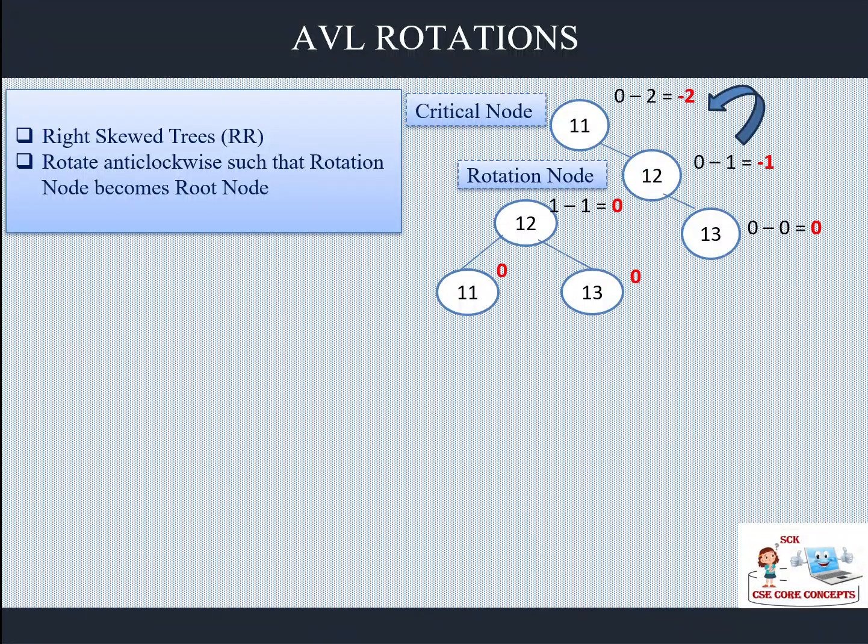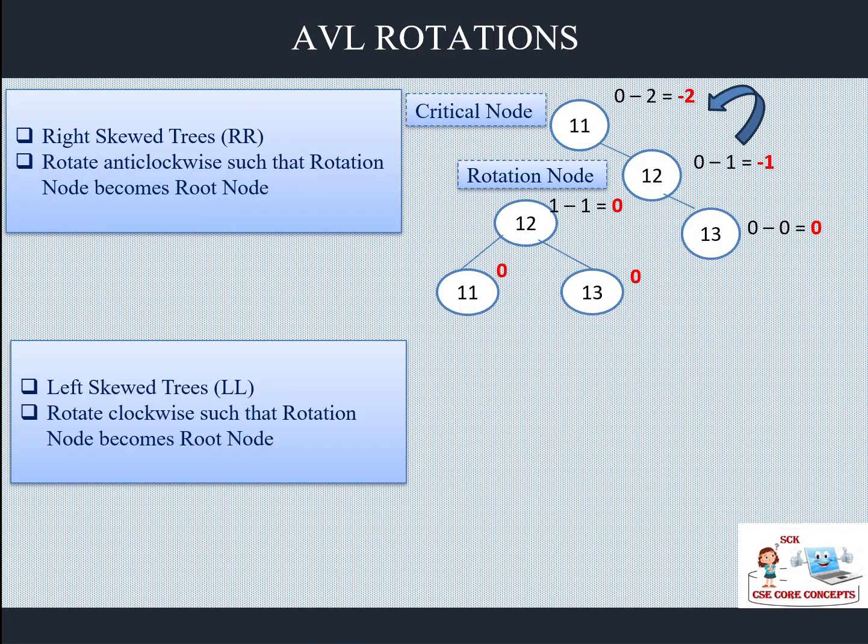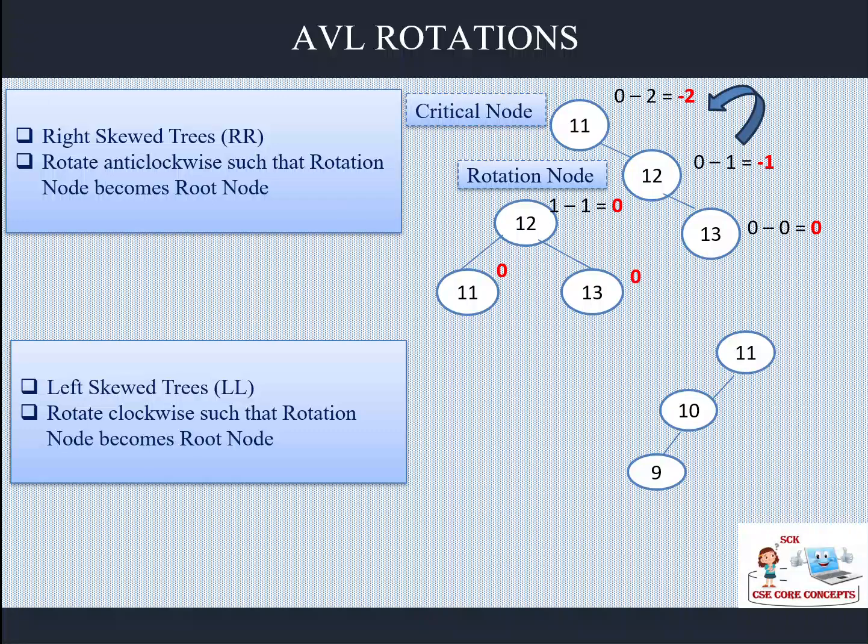So of course this tree has now become a balanced tree from a right skewed tree. Similarly, you may have left skewed trees, which is LL rotation. So you can see here 11, 10 and 9. This is a left skewed tree.